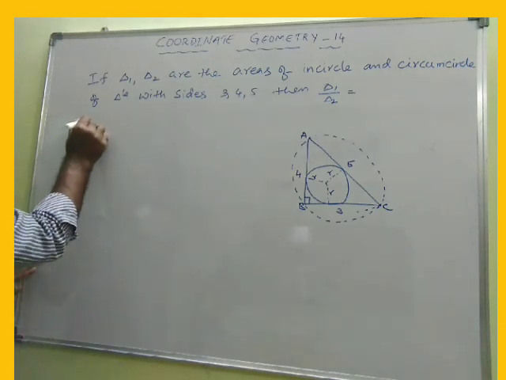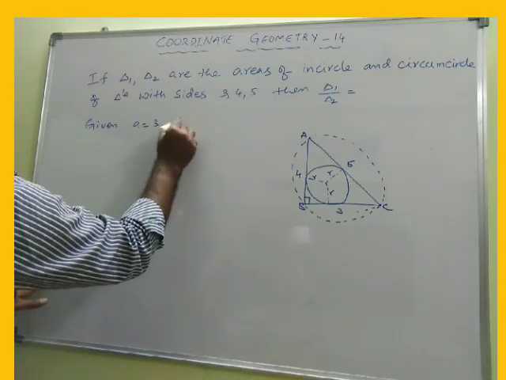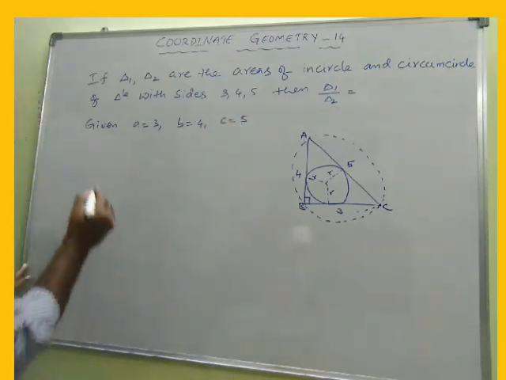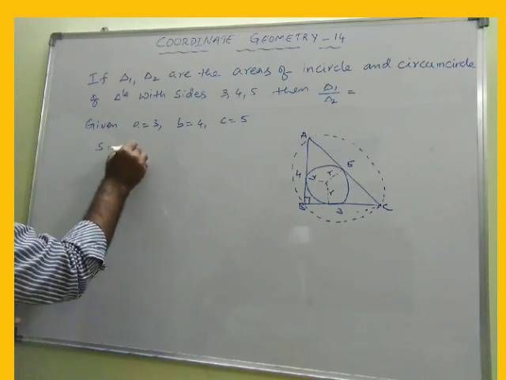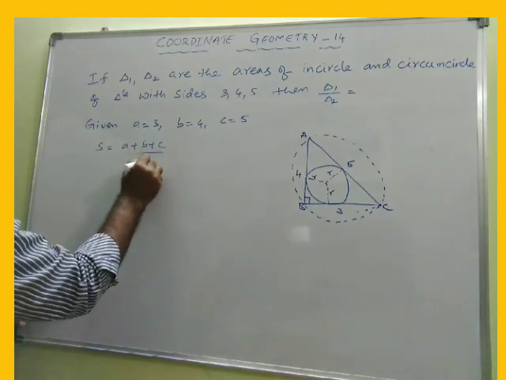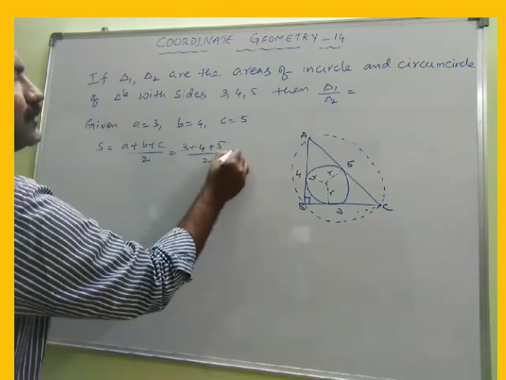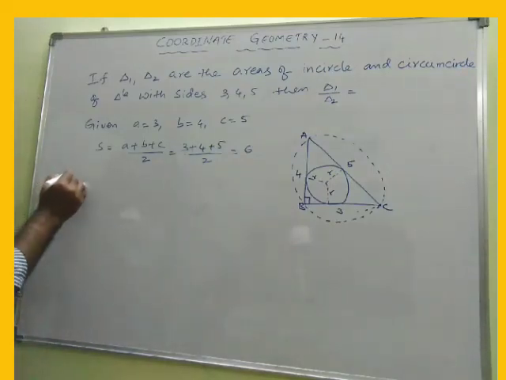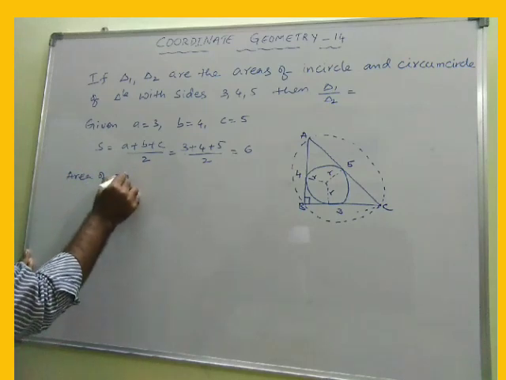First of all, what is given now? Sides: small a is equal to 3, small b is equal to 4 and small c is equal to 5. First of all, please find out the semi-perimeter. S is equal to (a plus b plus c) by 2, that is (3 plus 4 plus 5) by 2, that is 6.